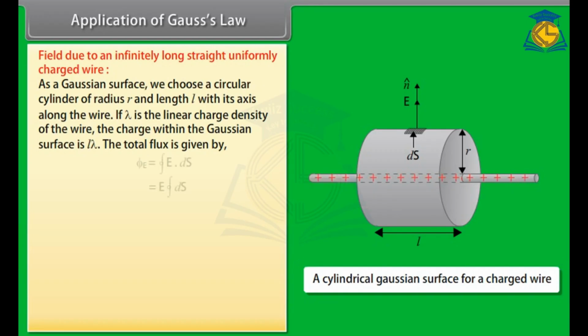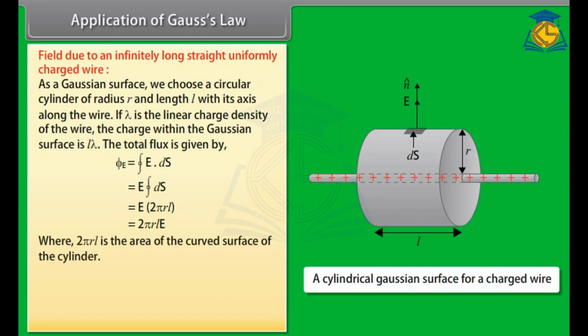We know that phi E is equal to the integration over a closed surface of E dot dS, which equals the product of E and 2 pi rL, where 2 pi rL is the area of the curved surface of the cylinder. According to Gauss's theorem, we get the electric field at any point at a radial distance r from the wire is equal to lambda divided by 2 pi r epsilon naught.